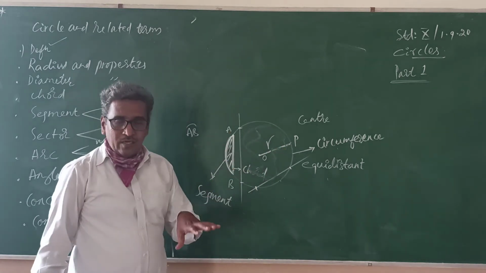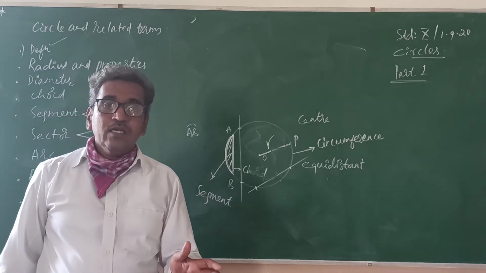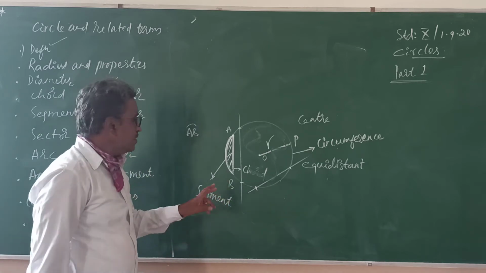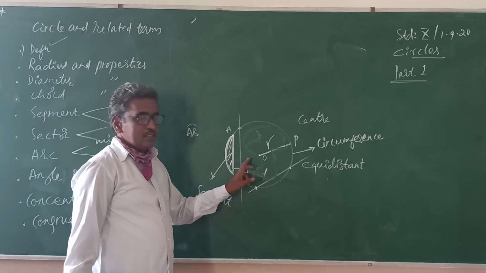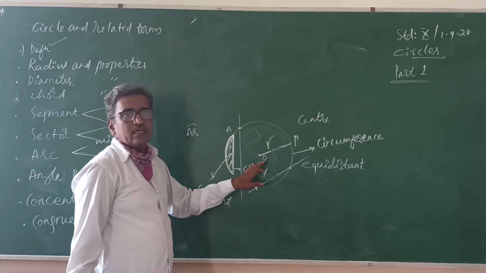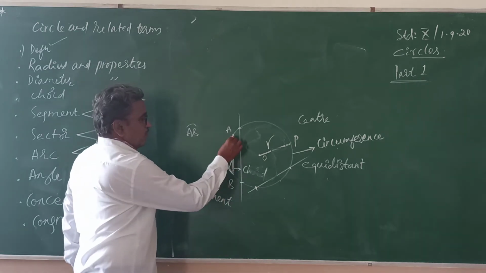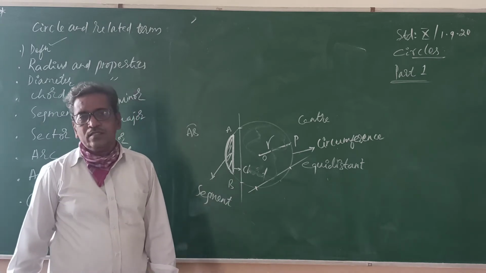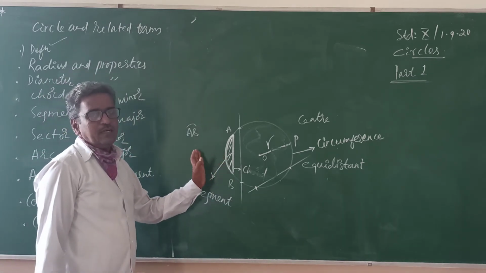It means what we discussed, that a chord divides the circle into two parts, maybe equal or not equal. Here they are unequal parts. Each part is called a segment. The smaller one is called the minor segment, the bigger one is called the major segment. So a segment is an area bounded by a chord and an arc. This is the segment, with the major segment and minor segment.